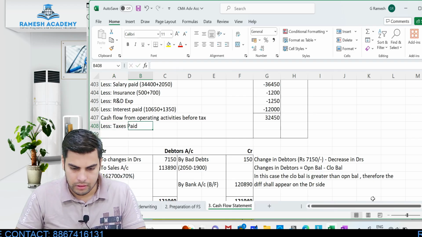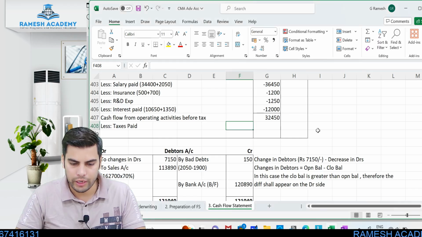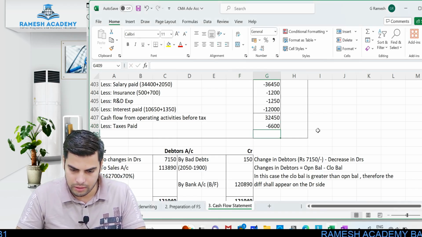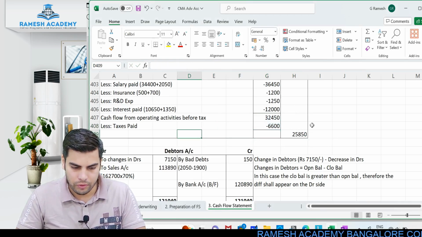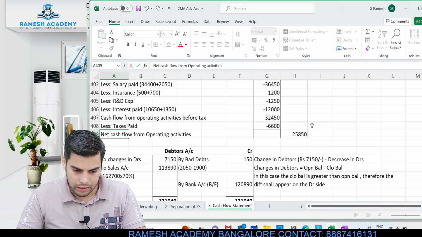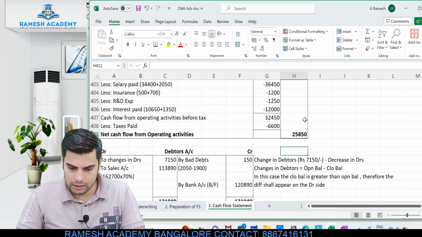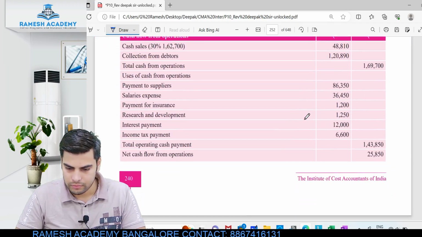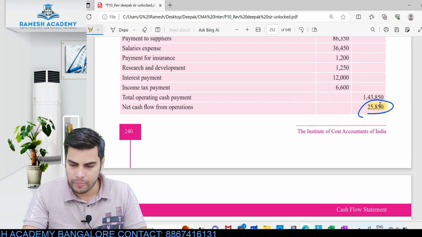Less: taxes paid. So how much is the tax which was actually paid? Only the 6,600 is what we need to consider. So minus 6,600. In this way we'll get to know the net cash flow from operating activities. 25,850 is the amount we got. Let's just cross-check. Yeah, look at this, 25,850, absolutely the same.